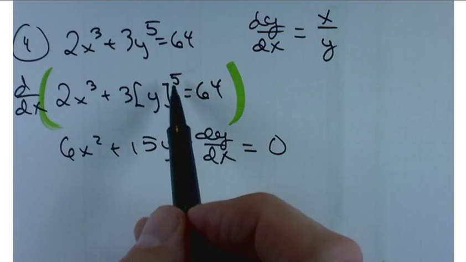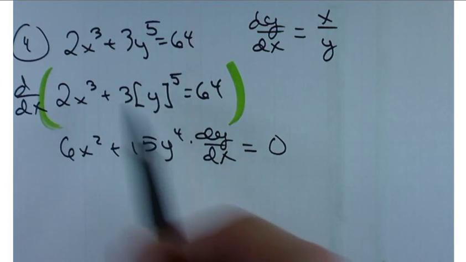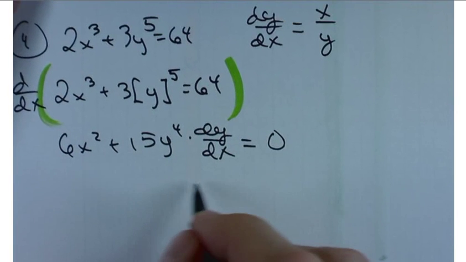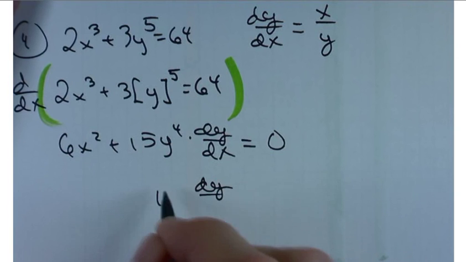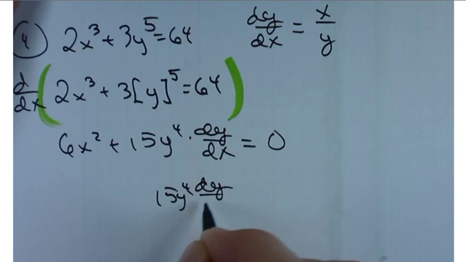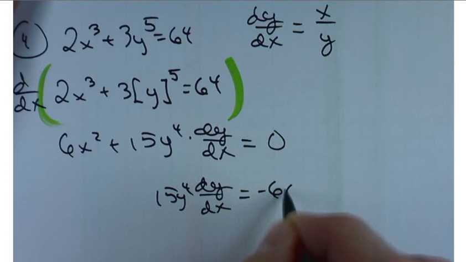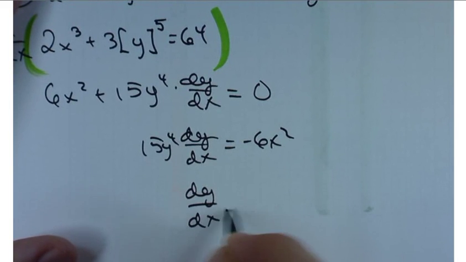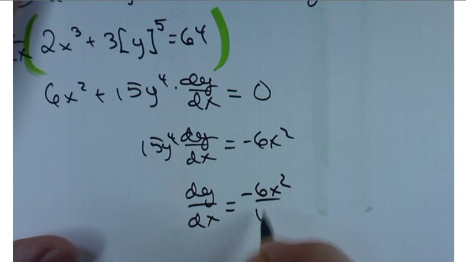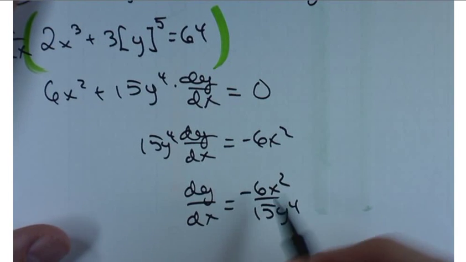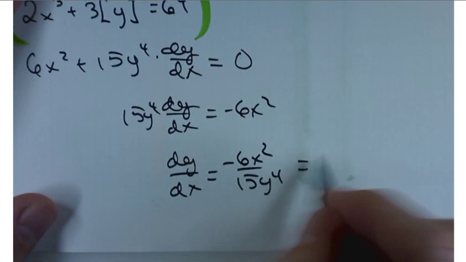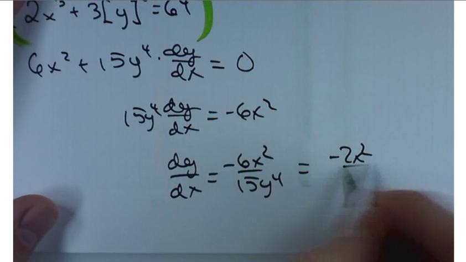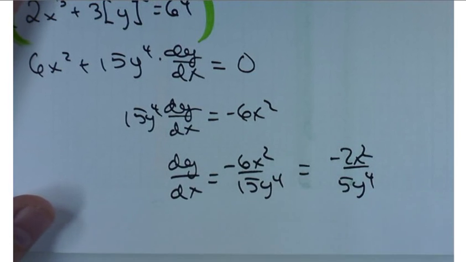When you take the derivative here, it's the derivative of the outside times the derivative of the inside. Let's solve for dy by dx. 15 y to the 4th dy by dx equals negative 6x squared. Divide both sides: dy by dx equals negative 6x squared over 15 y to the 4th. And then put that in lowest terms from there. So divide out the 3, negative 2x squared over 5y to the 4th. Well done.